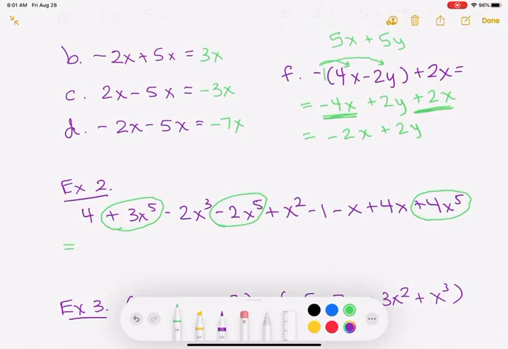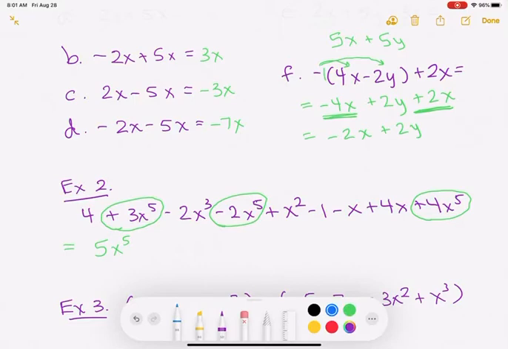So we have 3, we have a negative 2, and we have a 4. So if I have 3 minus 2, I'd be down to 1x to the 5th. But I'm going to add 4 more x to the 5ths. So how many do I have altogether? I have 5x to the 5th.